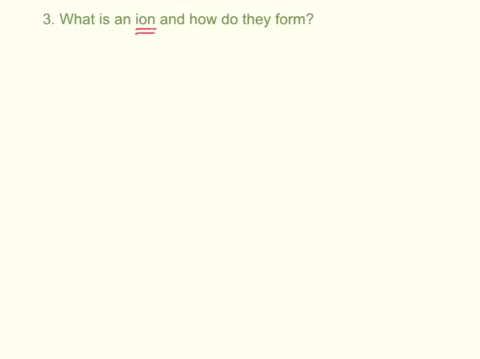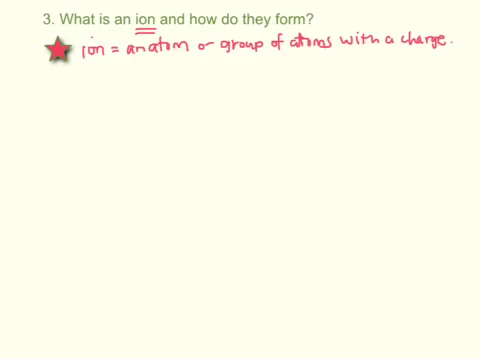All right, let's talk about what an ion is and how it forms, or how they form. So first, let's define what an ion is. An ion is defined as an atom or a group of atoms with a charge. So let's talk about how that's possible. How can an atom or a group of atoms end up with a charge? So we're going to focus mostly on an atom with a charge at this point, and we'll talk about groups of atoms with charges in a little bit.